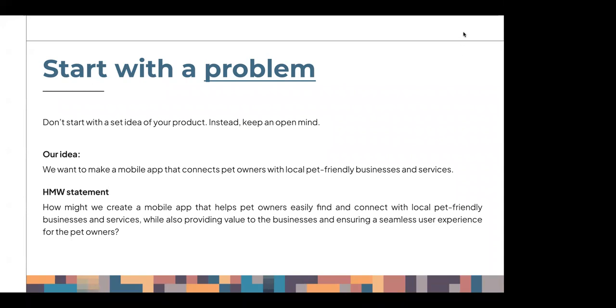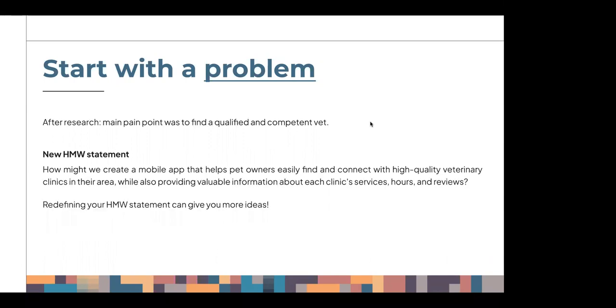It's fairly general. And then you will create a how might we statement: how might we create a mobile app that helps pet owners easily find and connect with local pet-friendly businesses and services, while also providing value to the businesses and ensuring a seamless user experience for pet owners. Okay, so you start there. And then you go out there, and then you start talking with users.